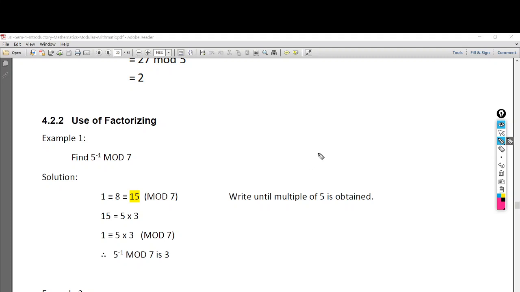So the second approach is something like this. Say you are supposed to find 5 inverse in mod 7. I am explaining this approach because then you will get a better understanding about what is inverse.